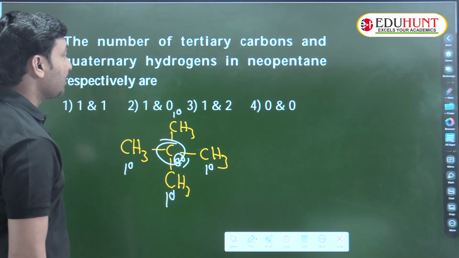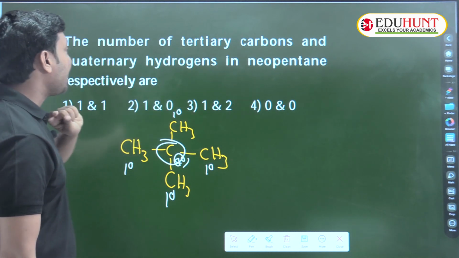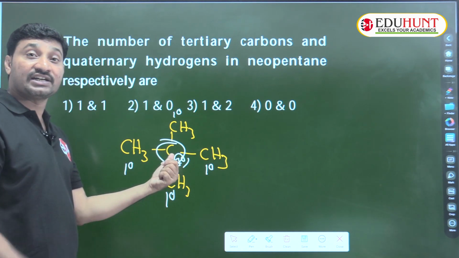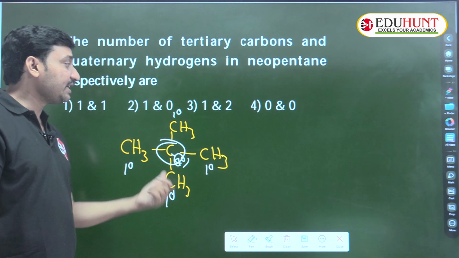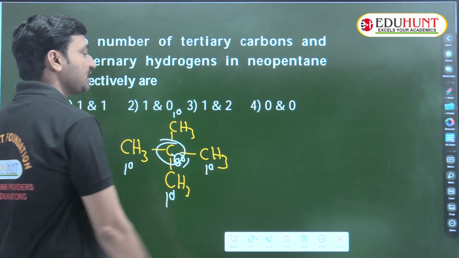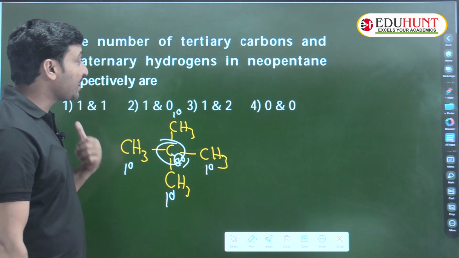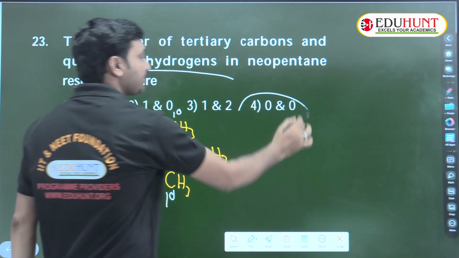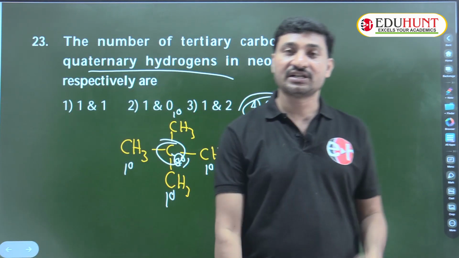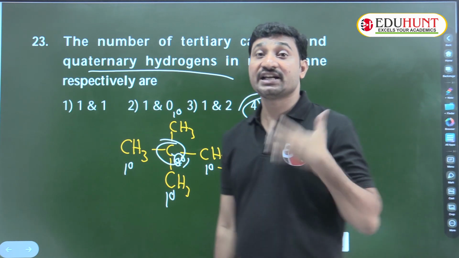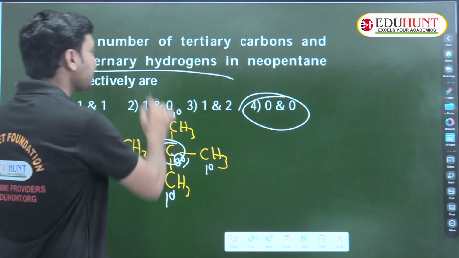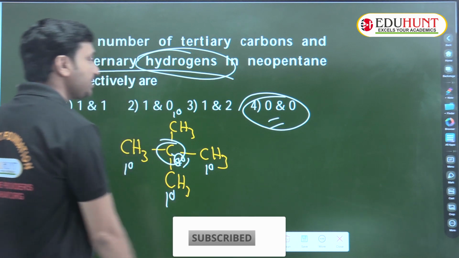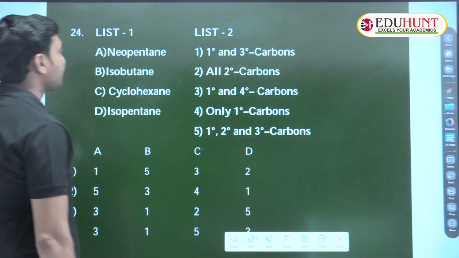But the question asks for tertiary carbon atoms and quaternary hydrogen atoms. Quaternary carbon 1, but quaternary hydrogen atoms 0. So finally, there is no tertiary carbon, that's why tertiary carbon atoms 0. Quaternary carbons 1, but the question is quaternary hydrogens. There is no quaternary hydrogen. So the right answer is 0 and 0. So the right answer is the fourth option. Got it?